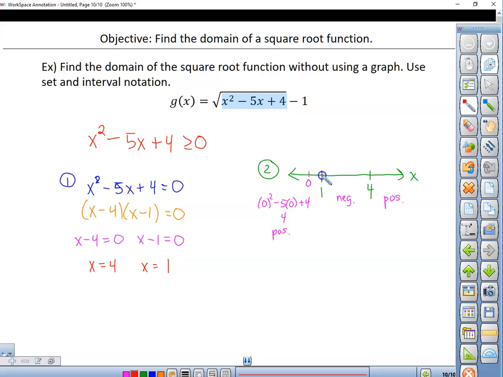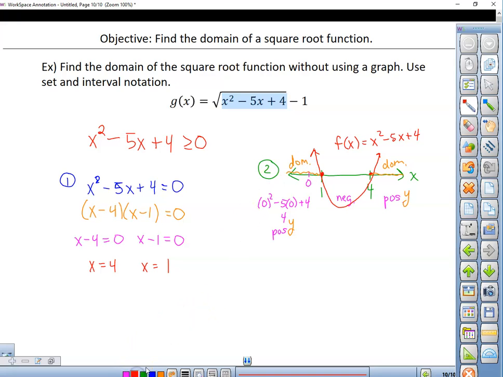So these guys are like the zeros of the function f of x equals x squared minus 5x plus 4, which has an a value that's positive, so there's no reflection. So that's what we're looking at graphically, a parabola that opens up. So the domain of the square root has to be the x's that create these positive y values. So this is part of my domain, and these x's are part of my domain.